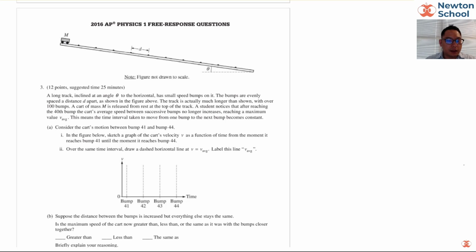2016, a long track inclined at angle theta has small speed bumps on it. The bumps are evenly spaced a distance d apart. Okay, so that's d apart. The track is actually much longer than shown, so I guess it's really long. So there are bumps everywhere like this.